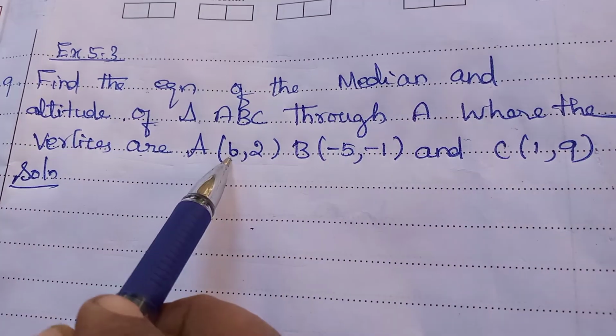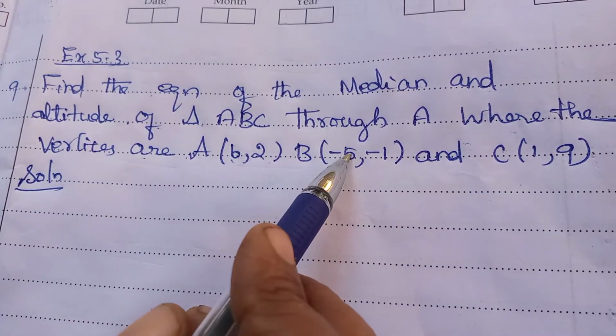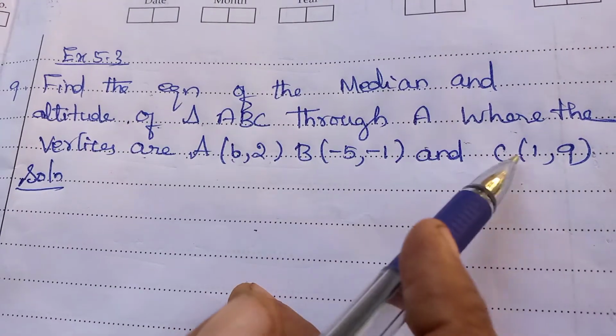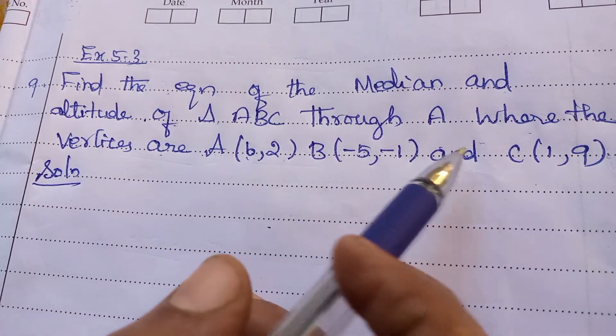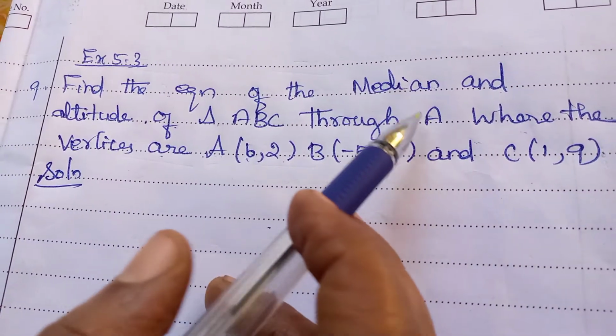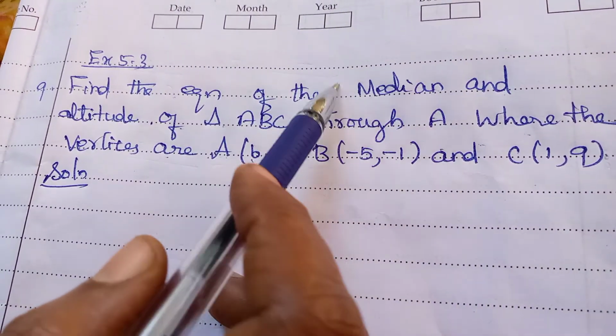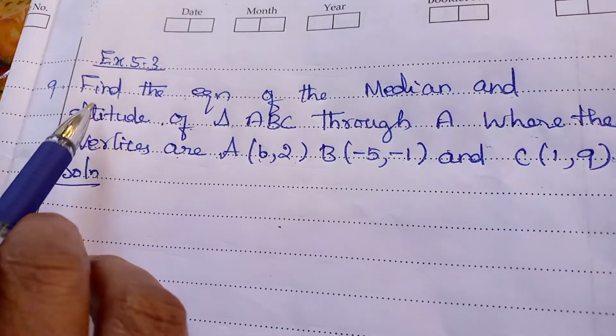where the vertices are A of 6 comma 2, B of minus 5 comma minus 1 and C of 1 comma 9. Okay, there is a triangle ABC. Through A we have to find two answers. One is the equation of the median and another one is the equation of the altitude.